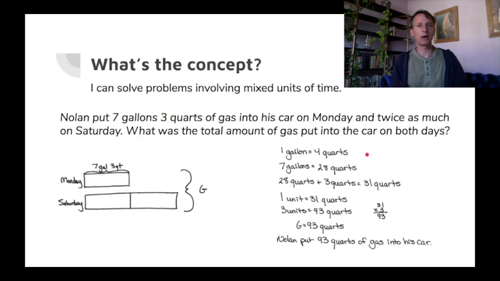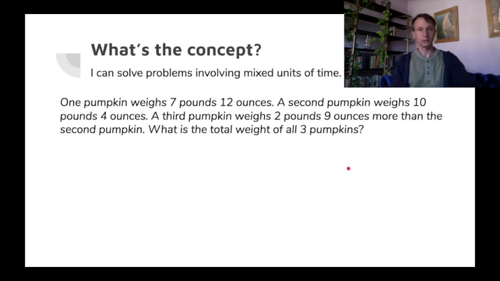All right, let's go on to pumpkins. We got triathlon, we got gas in the car, and man, we got pumpkins. All right, so we're back to pounds and ounces, and I'll remind you that there are 16 ounces in 1 pound. So we got pumpkins. First one is 7 pounds, 12 ounces. Second pumpkin is 10 pounds, 4 ounces. Okay, so those were just given straight out, but the third pumpkin is comparative. It's 2 pounds, 9 ounces more than the second pumpkin.